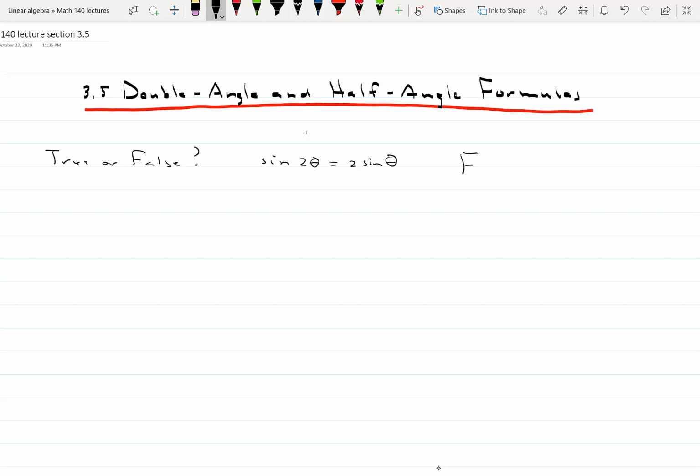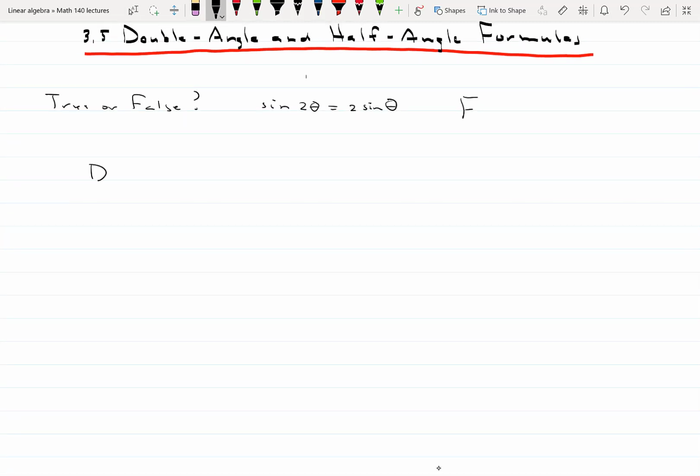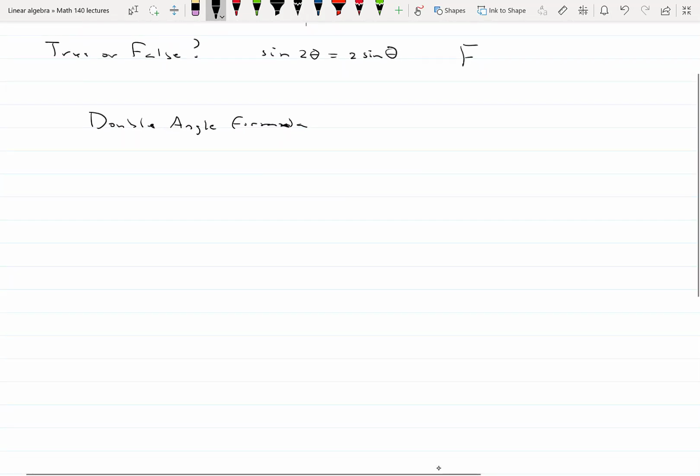However, we do have an identity that's close. We have an identity called a double angle formula, which is used very early in physics. And specifically, you're going to use this formula in physics when you study projectile motion.